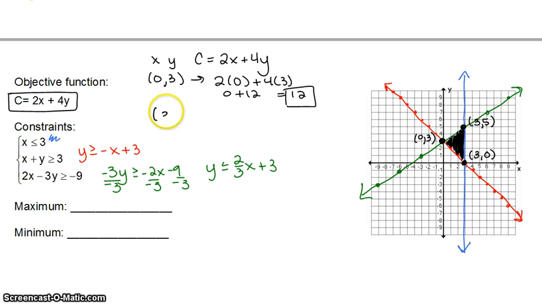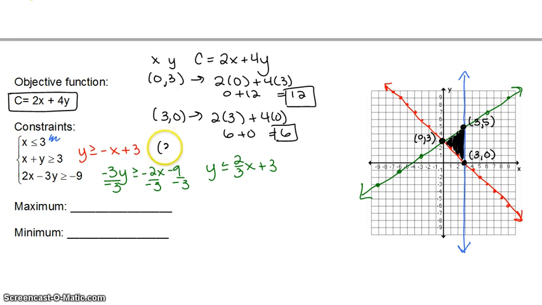Our second point, we've got 3, 0. So we've got 2 times 3 plus 4 times 0, 6 plus 0. We have a value of 6 there. And our last point at 3, 5. We've got 2 times 3 plus 4 times 5. 6 plus 20 gives us a value of 26.